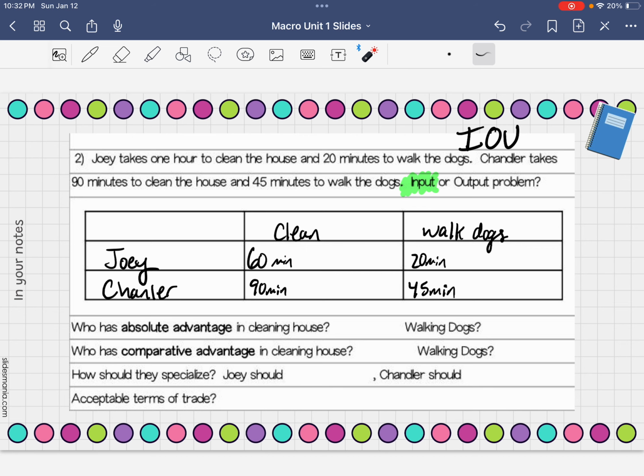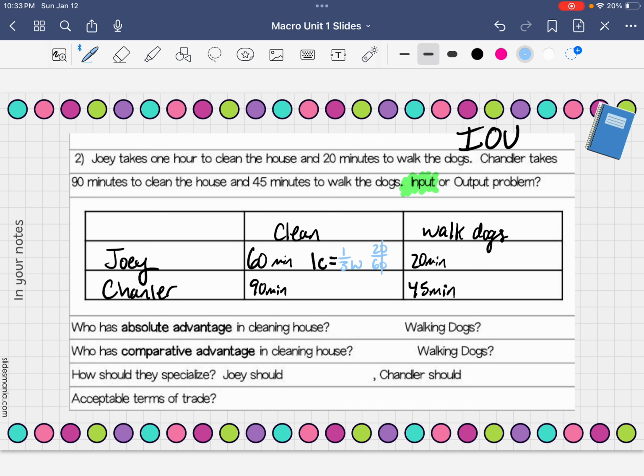Well, how much cleaning does that equal walk the dog? So 1 clean is equal to how many walk the dog? Okay, so we're going to take the other and we're going to go over. So 20 over 60, which we can simplify, then we can just take it on down to 1/3 of a walk the dog. 1 clean equals 1/3 of walk the dog.